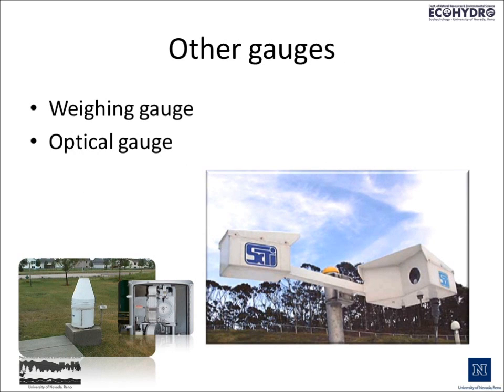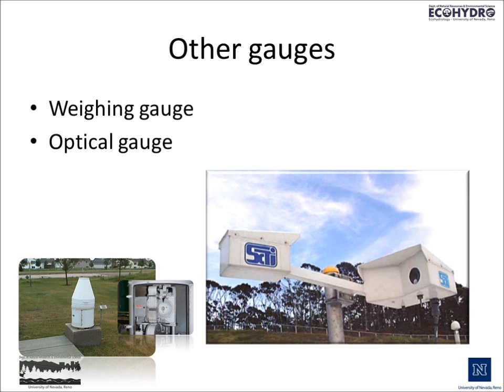Other gauges available include weighing gauges and optical gauges. The optical gauge, shown on the right, actually sends a laser beam across a small distance. There's an emitter on one side and a receiver on the other side, and because of the optical properties of the laser, it can measure both droplet size and droplet volume. Very precise, very expensive, and therefore primarily used for research purposes.